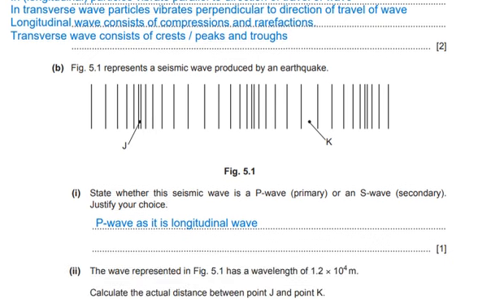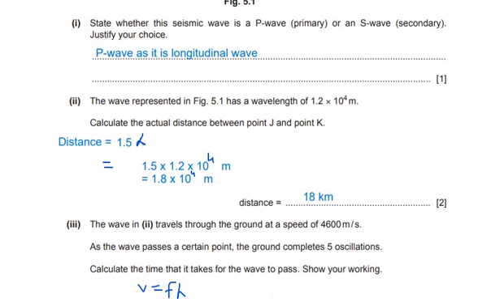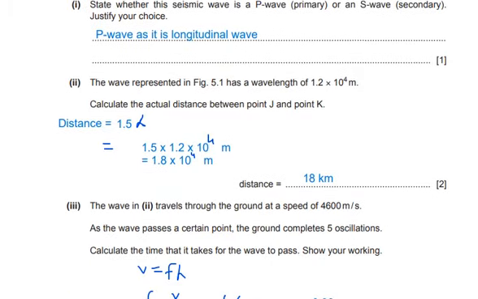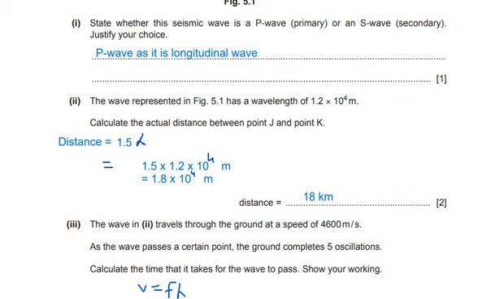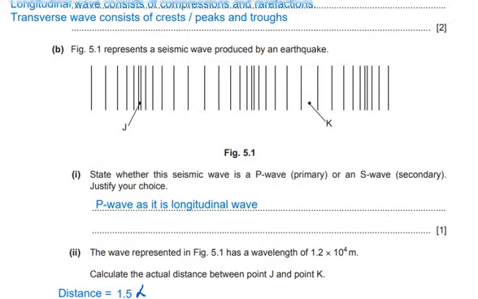Alright, moving towards the next part. The wave represented in figure 5.1 has a wavelength of 1.2 × 10⁴ meters. Calculate the actual distance between point J and point K. Now let's go back and see: from one compression to the next compression is one wavelength, and from here to the next rarefaction we have 1.5 wavelengths. The distance is 1.5 wavelengths.